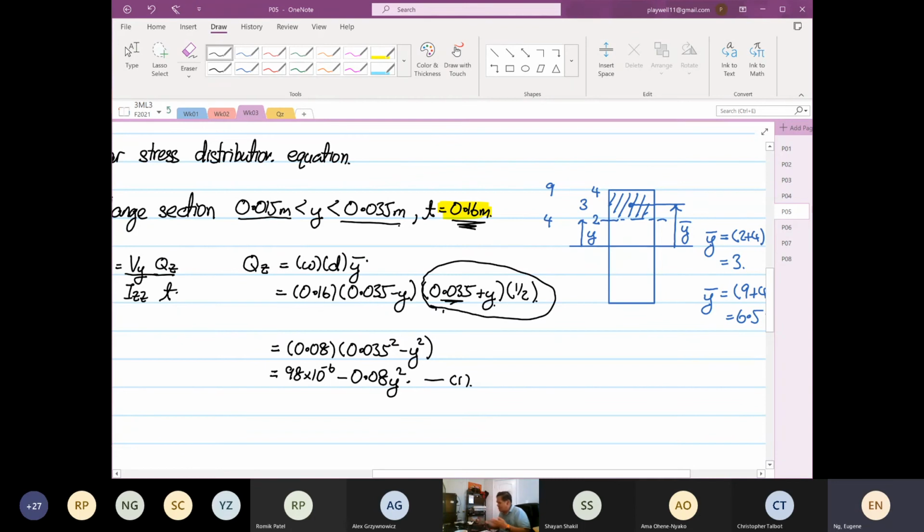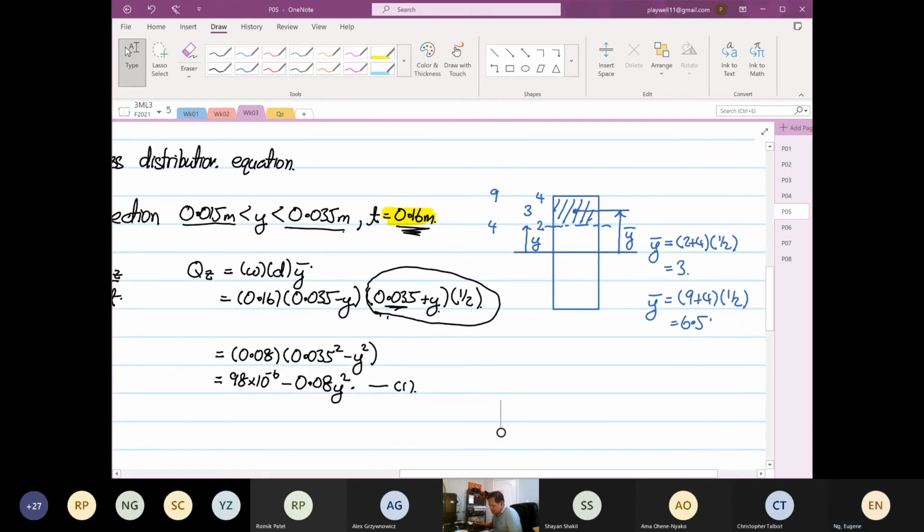Now, how do we know that this is correct? Can someone tell me how do I know that this is correct? Anyone?